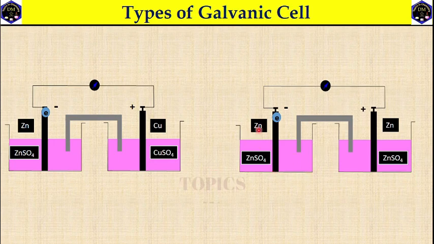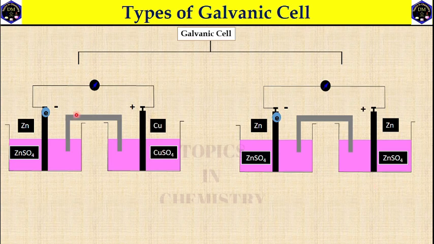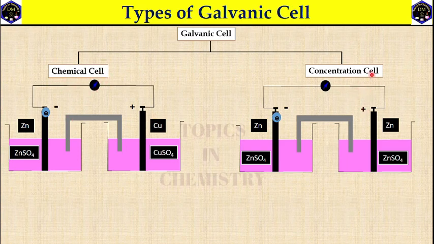Now look at that galvanic cell. Here you can see this is the zinc electrode which acts as an anode, and this is the other electrode which acts as a cathode. But you can see both are the same electrode. Also, this is the zinc sulfate electrolyte, and here also it is zinc sulfate electrolyte. Again both electrolytes are the same. Okay, so galvanic cells are of two types. What are those types? The first type is called chemical cell, and the second type is called concentration cell.